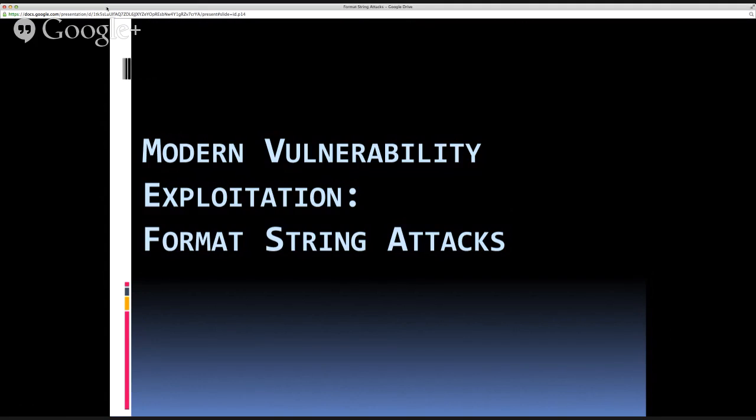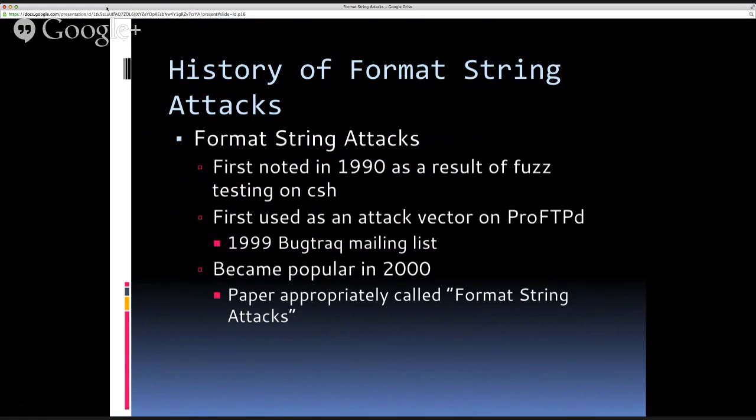All right, in this lecture, we're going to be talking about how to exploit a particular class of bugs known as format string vulnerabilities. Now, these have been around for quite a while, dating back to the early 90s during some initial testing on a C shell program. One of the places where we saw the first actual attack using format strings was in the ProFTP daemon.